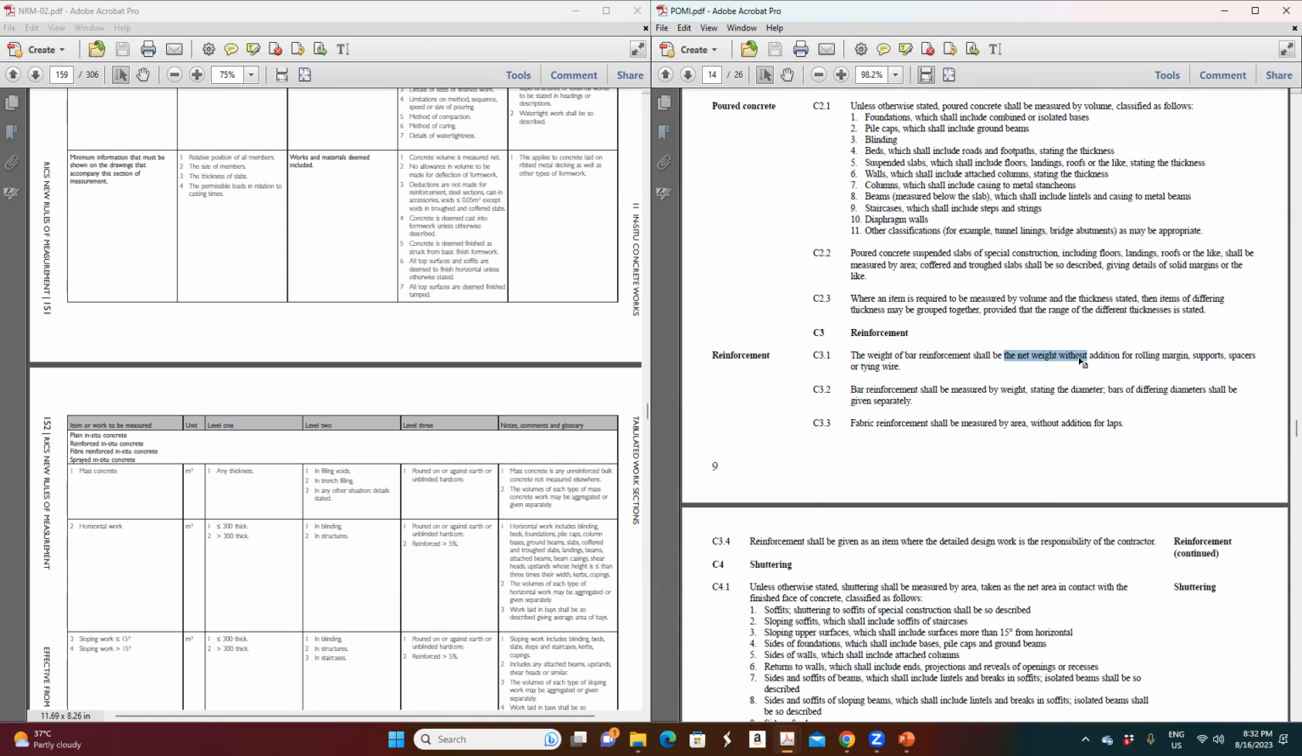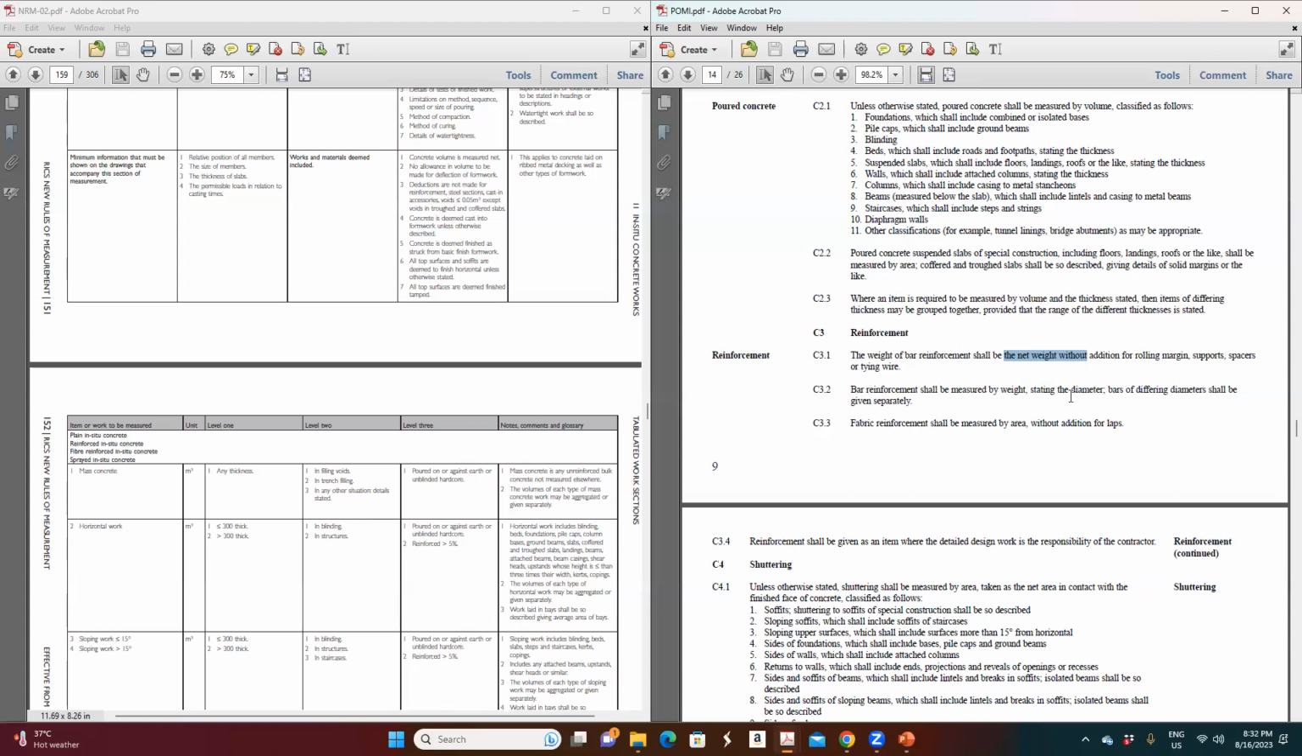Let's say that you made a reinforcement casing for a piling. So net weight is what? The final weight, including whatever it is, a final weight. Addition for rolling margin, supports, a spacer bar, and spacer bars, it comes not along with your bars now. You are putting in a spacer on the slab or whatever it is. So addition for rolling margin, supports and spacer bar and tying wire.